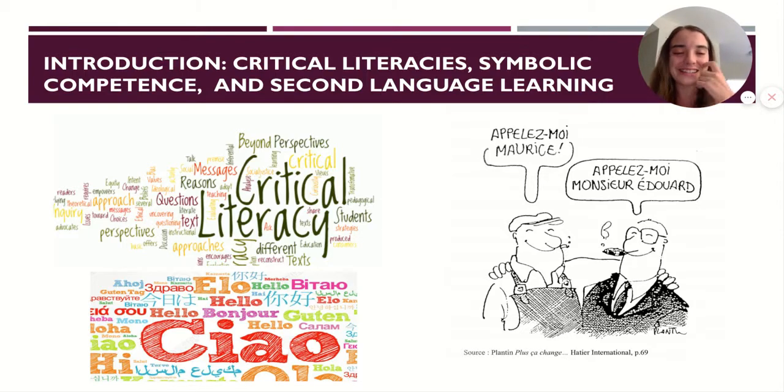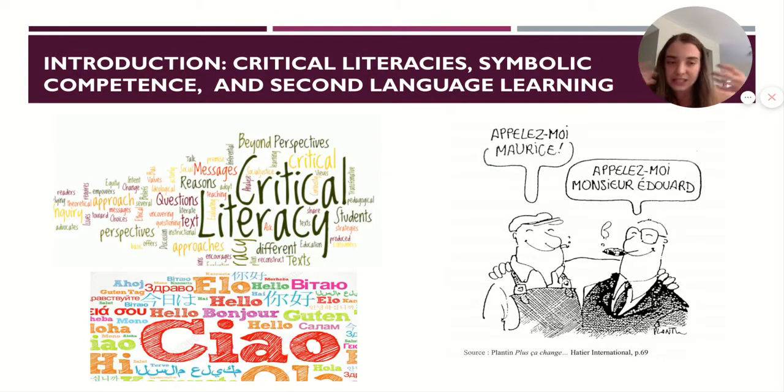But in any case, he's exerting a little bit of symbolic power over Maurice. And this is exactly what symbolic competence is. It's this ability to detect this power hierarchy and these subversions in text, any type of text, written text, multimodal text, digital text, and in interactions in general.